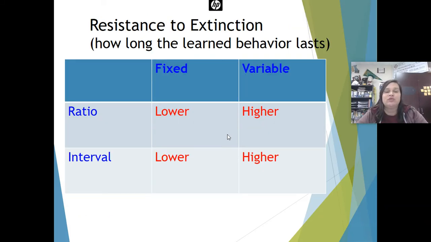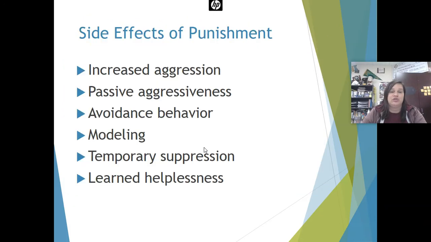Again, as far as it goes with resistance to extinction, the variable behaviors last longer. They're more resistant to extinction, even if it's a ratio or an interval. Whereas the fixed behaviors, they disappear sooner.